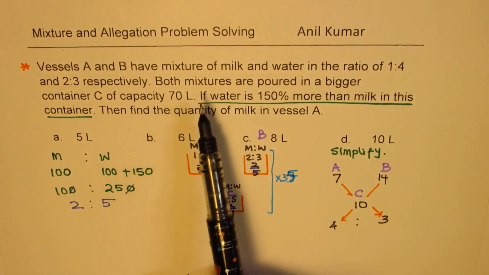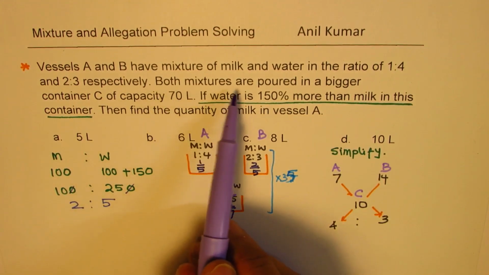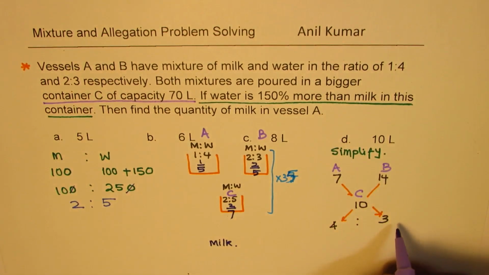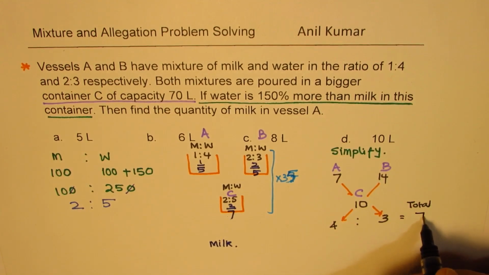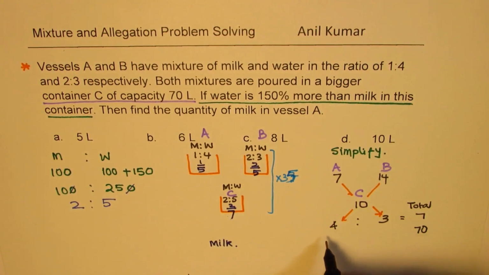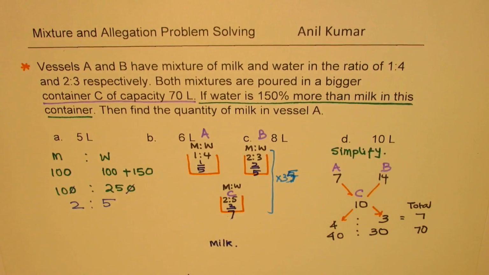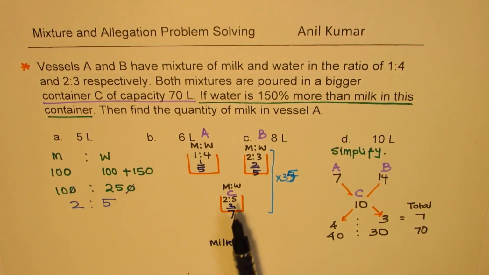Now, let us see how this question is different from the previous one. Now it says here, both mixtures are poured in a bigger container of capacity 70 liters. That means total is 70 liters, right? So if I have 4:3, then what is the total? Total is 7, right? But instead, if I have 70, I have to multiply them by 10 each, right? So it becomes 40:30. Is it clear? So 40 of A, 30 of B. Perfect. So we have got at least the quantity of A, that is the X value, required to get the result.